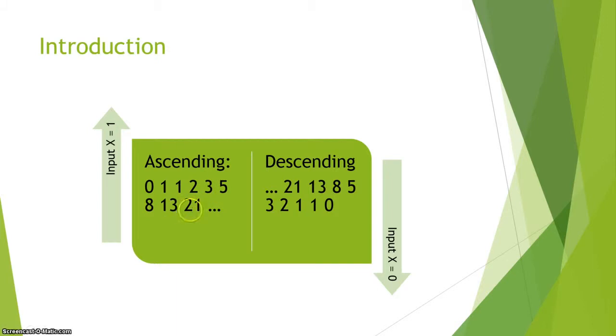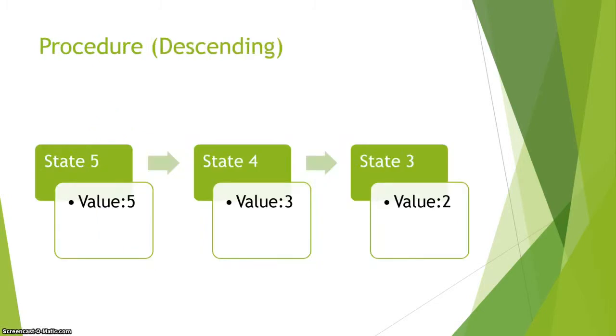And in the other direction, when x equals 0, or the input is low, the sequence is going to go backward from the higher numbers to the smaller numbers. And here's my state diagram, and I use that to design my state machine.